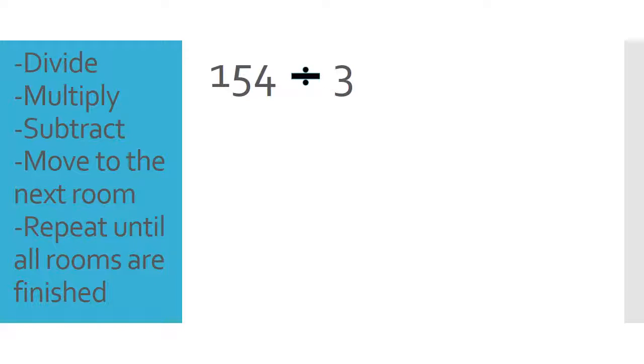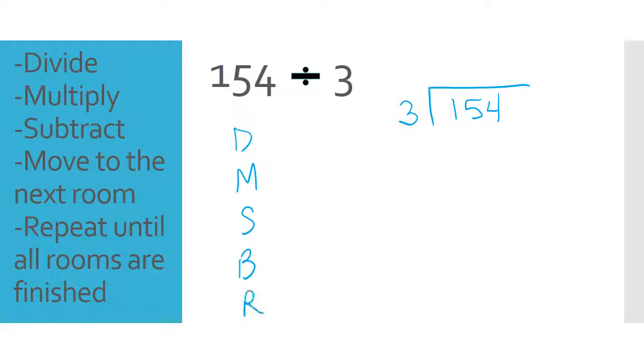So just to double check ourselves, let's do 154 divided by 3, which is the same problem. Let's do it more traditionally. Let's do it the long division way that you guys are familiar with. I'm going to put the first number in the house, 154. That's my dividend. My divisor is 3. And I'm going to do my Does McDonald's Serve Burgers Roasted, or divide, multiply, subtract, bring down, repeat.